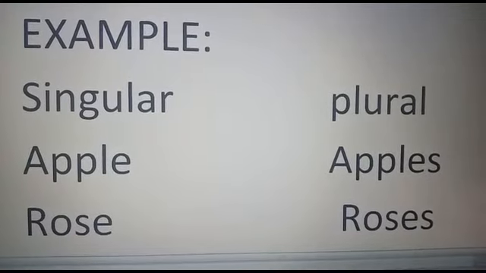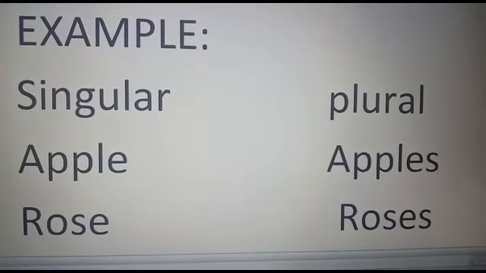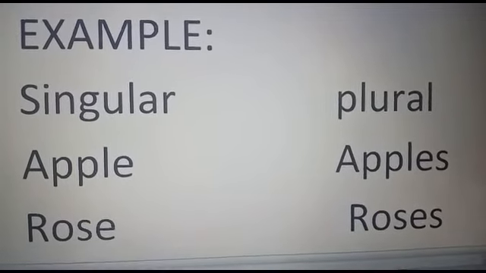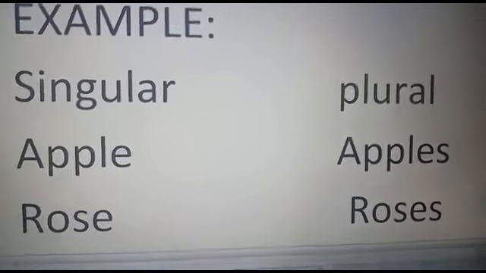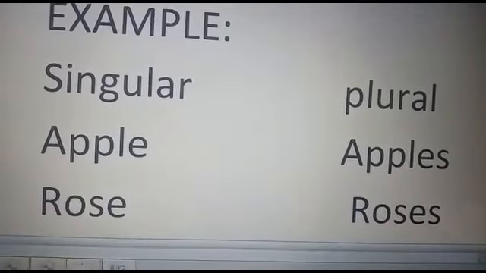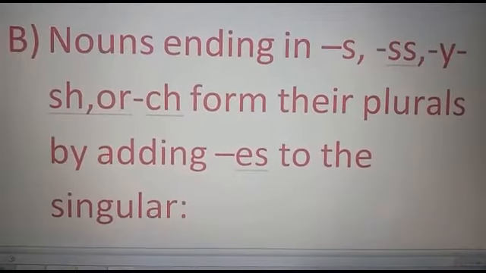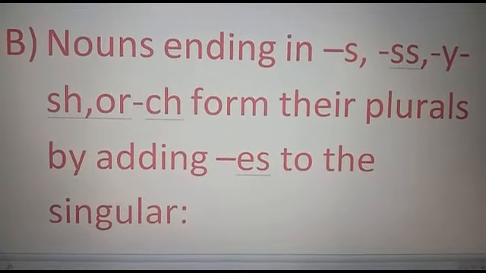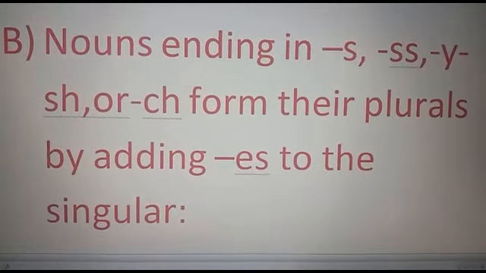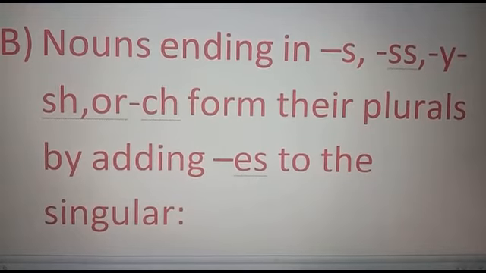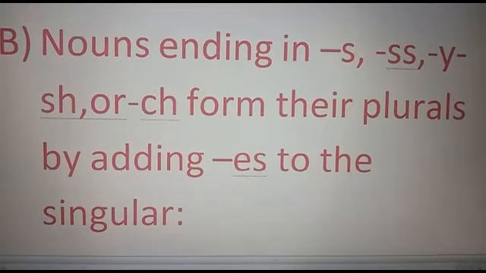Let me just write it for you. Say bag. When you're converting it into the plural, it will turn into bags. Okay? Toy, toys. So you're just adding an S to it. I hope it's clear. The next type is nouns ending in S, double S, X, SH or CH, which form their plurals by adding what? By adding ES to the singular.